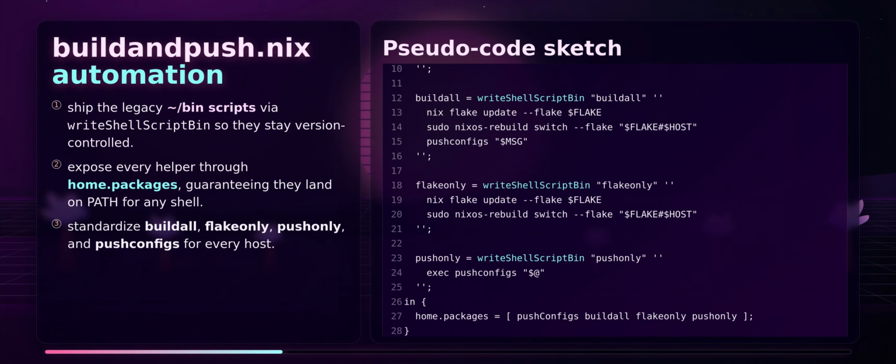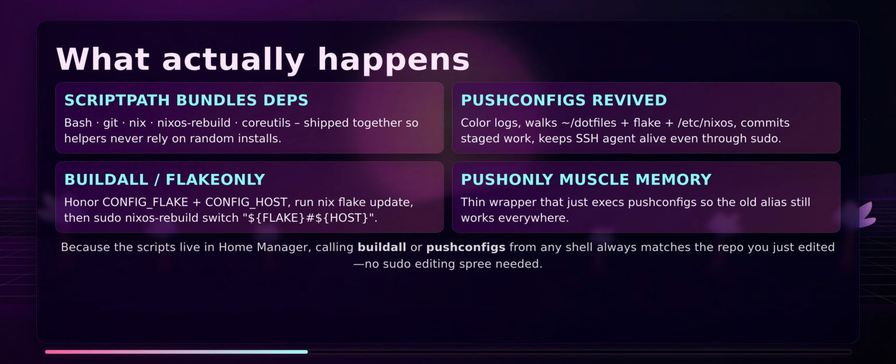There is a shortened pseudocode that you can see. The script path aggregates the runtime dependencies like bash, git, nix, nixos-rebuild, coreutils, and so on. So the script doesn't rely on whatever needs to be installed. Push config is a rewrite of the old push config.sh from episode 2, I think. It logs, checks each repository, commits if there is a staged change, then pushes it to the current branch. It also carries over the SSH agent reservation when sudo is needed.